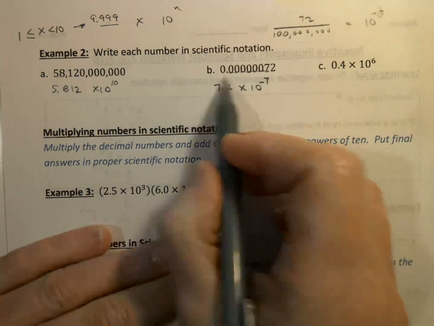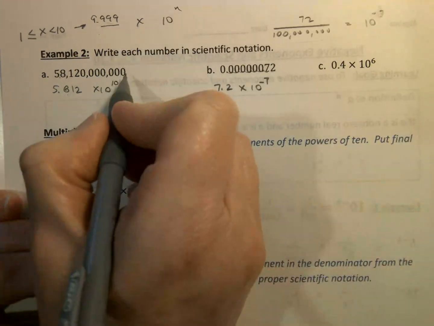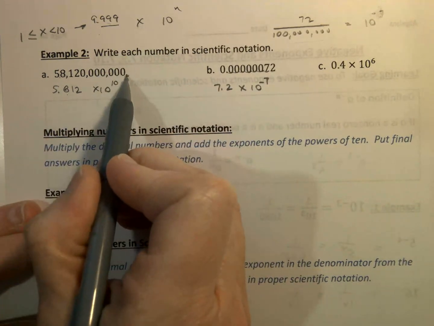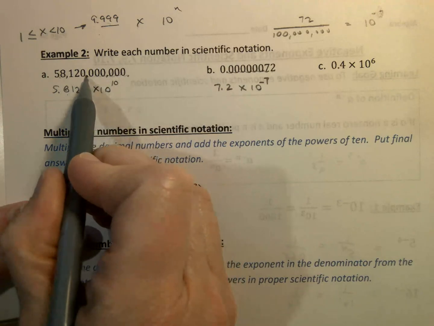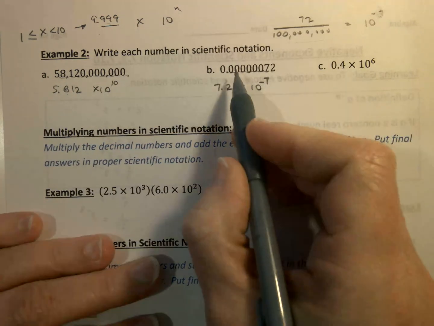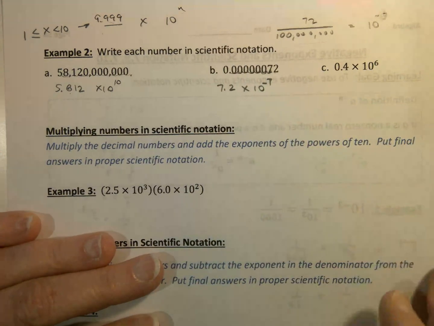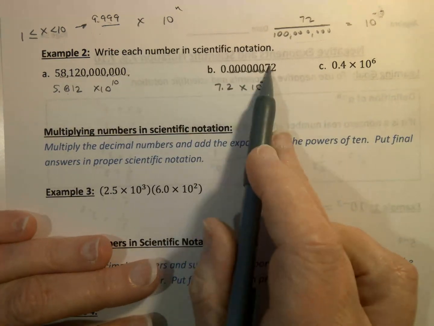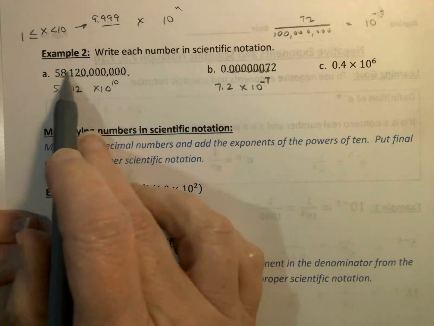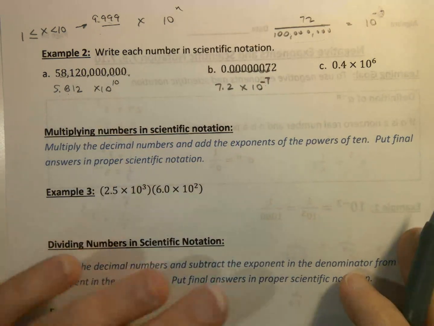Okay, and all you have to do is count how many spaces you moved the decimal point. So we started with this decimal point here, and we moved it 1, 2, 3, 4, 5, 6, 7, 8, 9, 10. We moved this one 1, 2, 3, 4, 5, 6, 7. Because my number is small, my exponent is negative, but because this number is big, my exponent is positive.